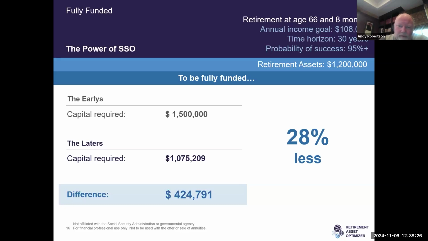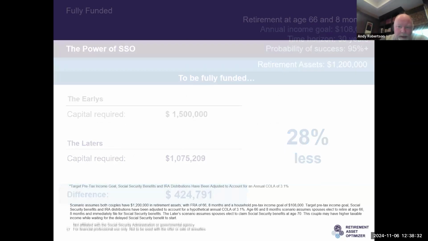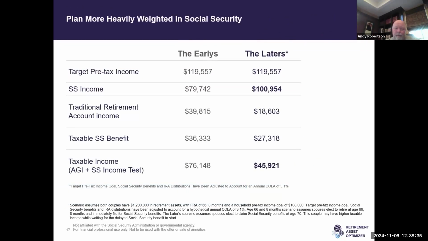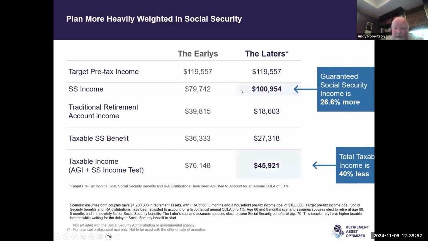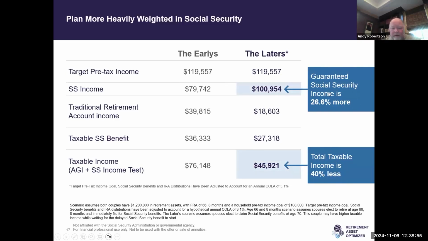Now, is there anything else that taking benefits later could provide as an incentive to this client from a planning perspective? Well, how about this? By the time they reach 70, whether they take benefits early or later, the inflation-adjusted income goal goes from 108 to 119,557. We project the Social Security for the earlies, by the time they're 70, will be 79,742. And the laters, it'll be 26.6% more thanks to delayed retirement credits. So the laters will have 26.6% more guaranteed income. But here's the part nobody understands. They'll also have 40% less taxable income.